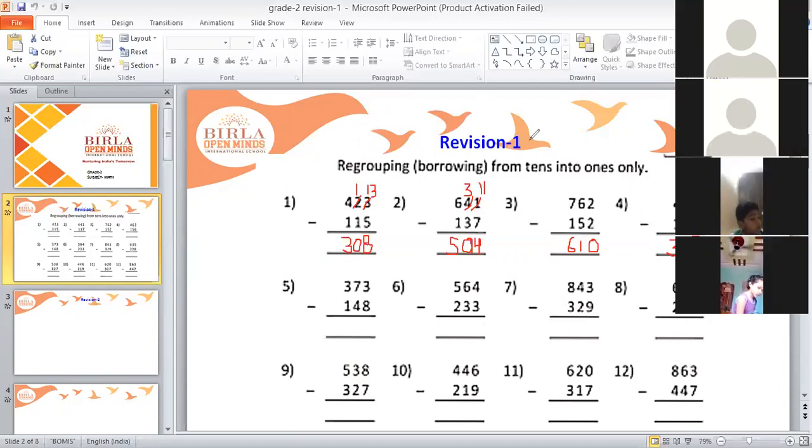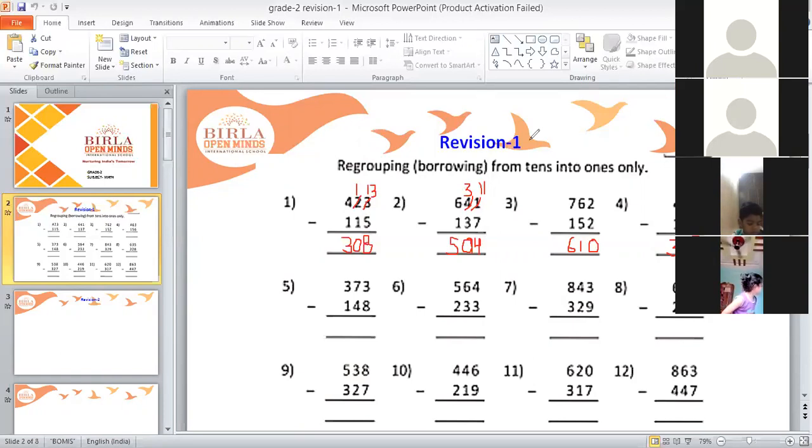And children, remember this thing that we take borrow only if the number which we have to subtract is smaller than the number from which we have to subtract that number, right? Okay, next.